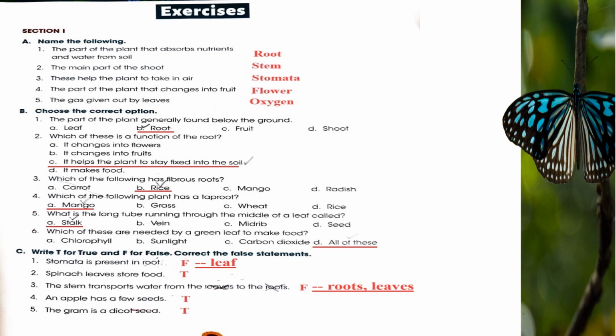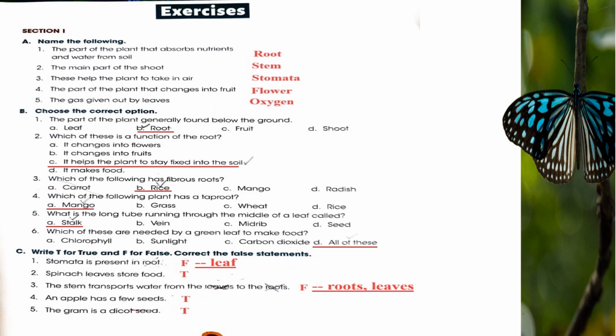First option, it changes into flowers. Second, it changes into fruits. Next, it helps the plant to stay fixed into the soil. And last, it makes food. Correct option is C. It helps the plants to stay fixed into the soil.